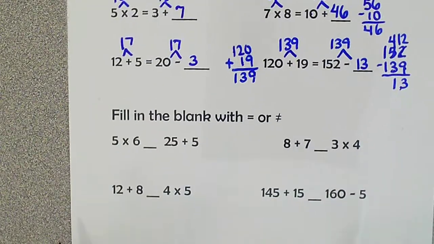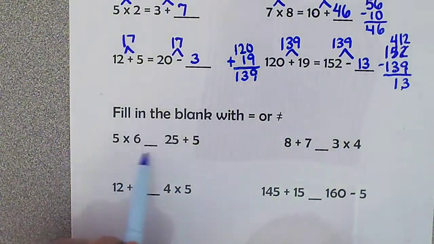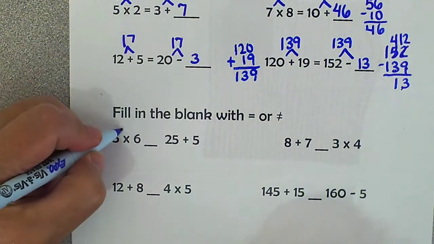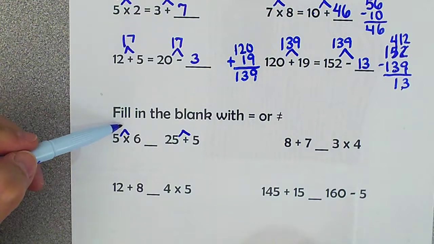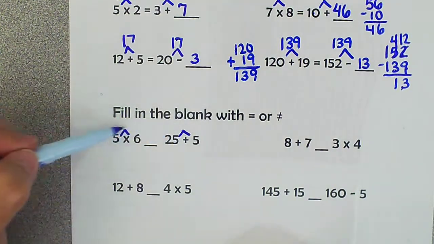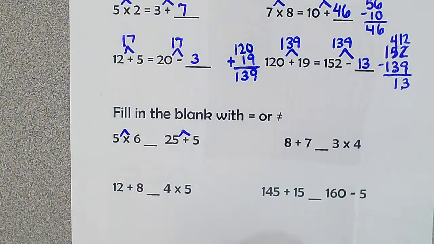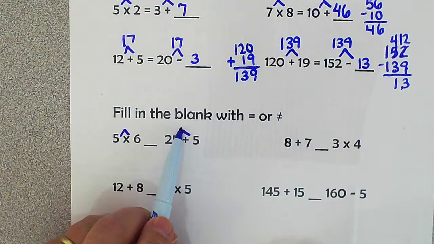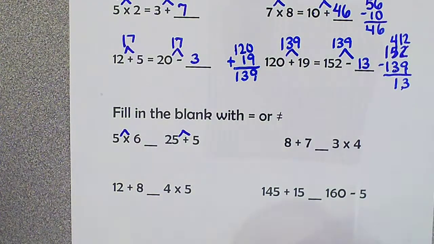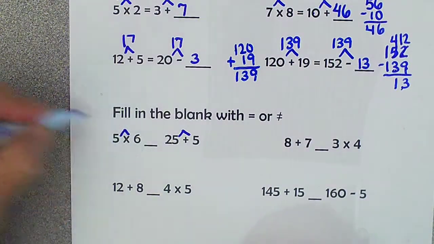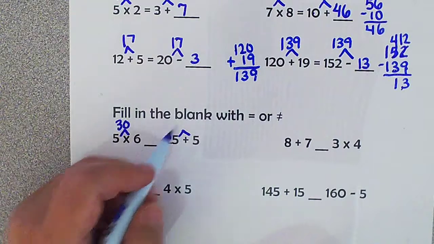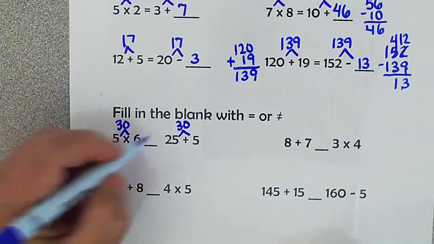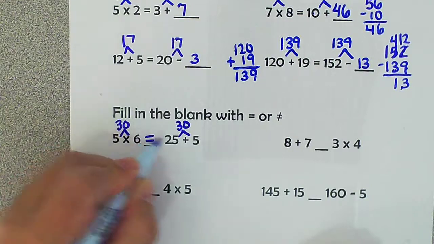Lastly, we're going to use the equal or not equal sign and fill in those blanks. In order to get the correct symbol in, we must use our TPs on the left side and the right side. If my left and right have the same number on top, then we're going to use the equal sign. If my left number and right number are different, we're going to put the not equal sign in. So 5 times 6, 5 times 6 is 30. 25 plus 5 more also is 30. So 30 is equal to 30.